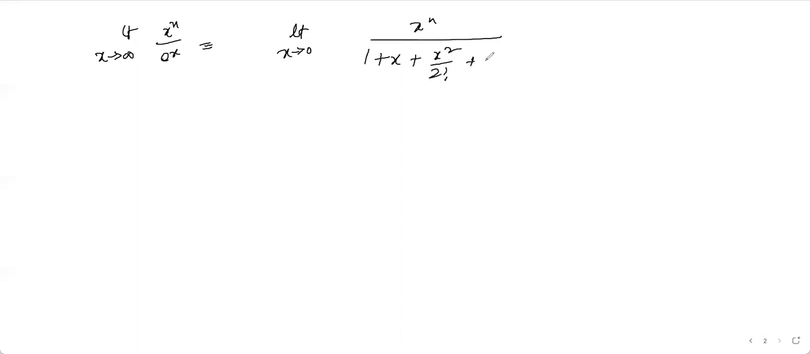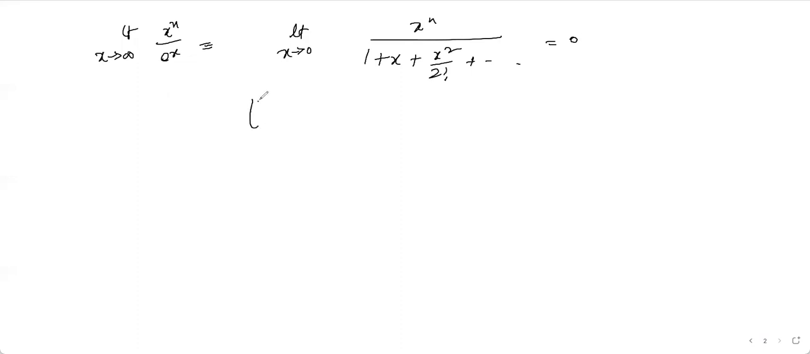Also, the limit as x tends to 0 of x to the power of n e to the power of x, that is x to the power of n by e to the power of x, is 1 plus x square by 2 factorial and so on, which is also 0, right?